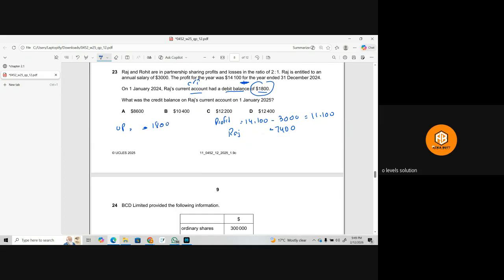Of course, we will add the salary here. Salary was 3,000. We are making the current account basically. And we will add the profit as well, which is 7,400. So what will be the closing balance then? I'm getting 12,200. 12,200. One second.